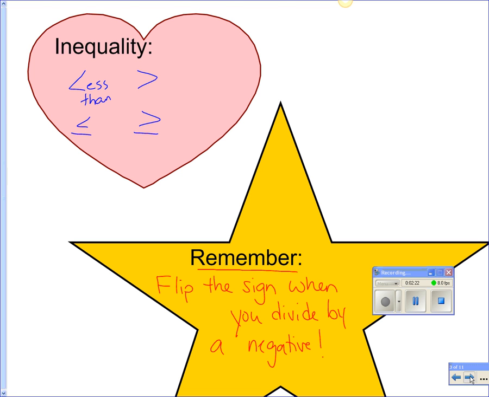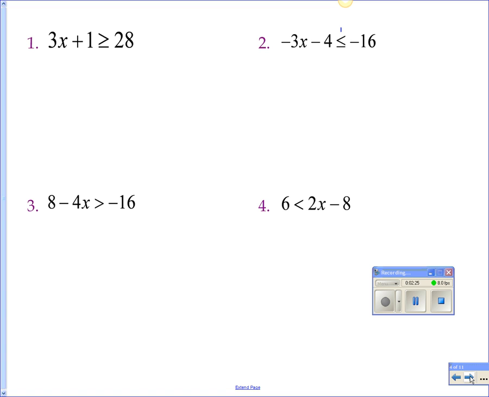Okay, so if you will write down problem number 1, 3x plus 1 is greater than or equal to 28. Okay, so we're still going to do the same thing we did last week. So we're still going to draw a line through the inequality, and we're going to put x's over here and numbers over here. So it should just be a review for most of you. X's on the left, and numbers on the right.